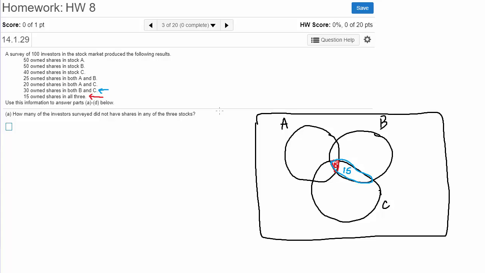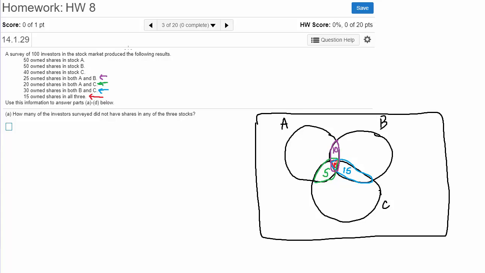20 own shares in both A and C. So the overlap of A and C is right here, and there's 20 people there. So that means 15 own the one in the middle, so 5 own just A and C. And likewise, we'll do the same thing for the next piece of information. 25 own shares in A and B. There's the A and B overlap, so 25 minus 15 means there's 10 of those people that own just A and B and not C.